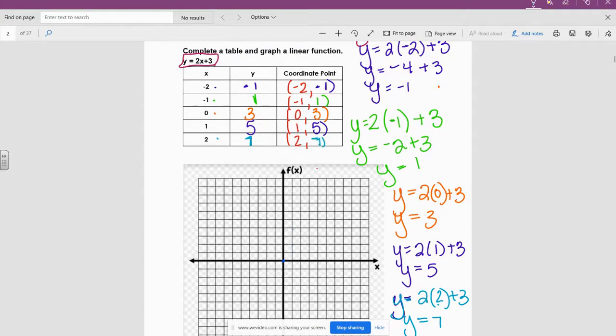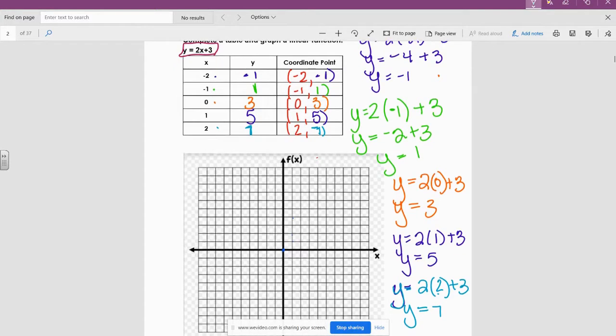So now that we've completed the table, now we have to graph it. So we're going to come down here. Okay, and we're going to graph when x is -2, y is -1. So remember this is your x-axis, so you go left or right first. So we're going on the negative side. So 1, 2, and y is -1. That means you go down. When x is -1, y is 1. So -1 is to the left, and then a +1 means you go up.